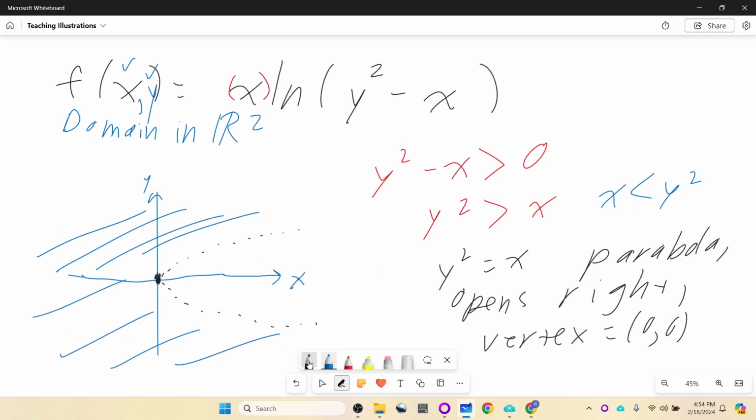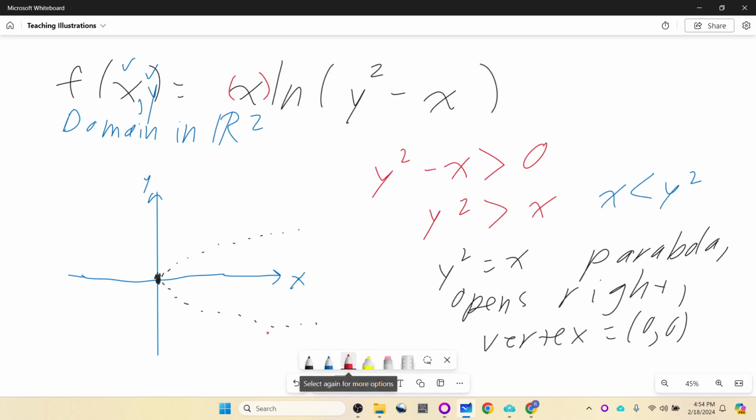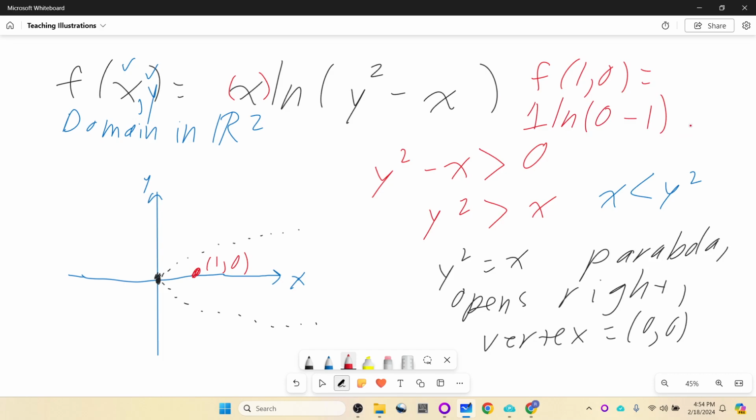Now, if that doesn't make sense to you, you just do a test point. You just say, okay, let's say I don't have any idea which side to shade. Well, I just pick a point that's on either side. Let's pick this point, 1, 0. Does this work? F of 1, 0 would be 1 times ln of y squared, which is 0, minus 1. That does not exist. So this point is not in the domain. Therefore, it must be the other side that's in the domain.